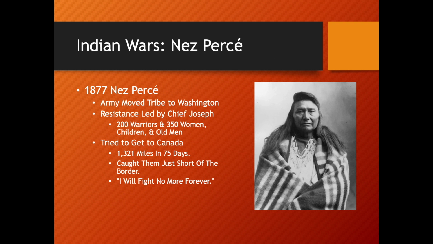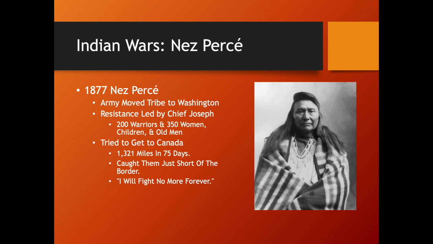In 1877, the Nez Perce Indians of the West Coast were being moved from another reservation. They were going to be moved into Washington State. And Chief Joseph, who's pictured here, led a resistance, about 200 warriors and several hundred more women, children, and elderly men who didn't want to go to this new reservation, and so they were trying to escape the United States and get into Canada, and they made tremendous time. They traveled over 1,300 miles in just a few months, walking.